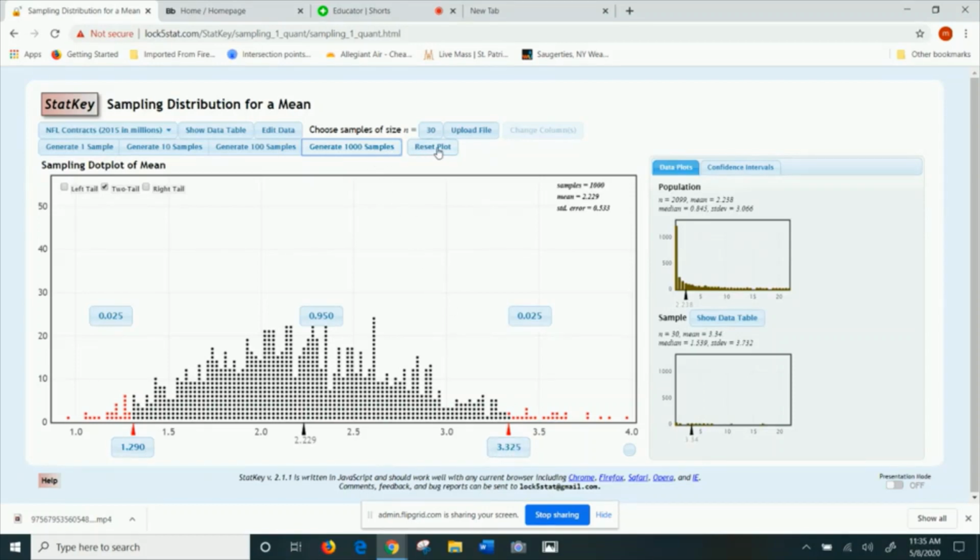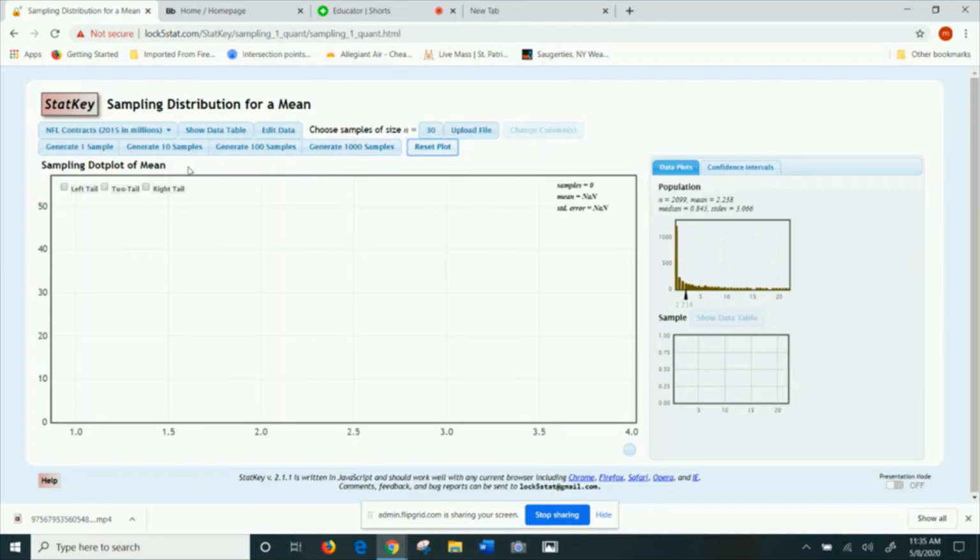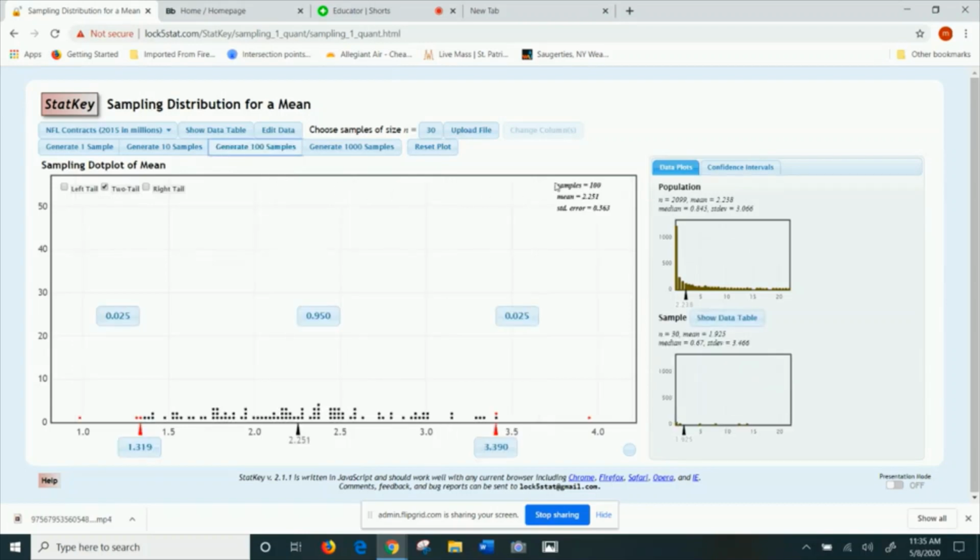And let's suppose I reset this and generate 100 samples. So if I'm generating 100 samples, then 2.5% of 100 is 2.5. So we'd have to cross off 2.5 dots on the right tail and the left tail. But since we can't really cross off half a dot, what was done here is that in the right tail, 2 dots were crossed off, and in the left tail, 3, leaving an estimated confidence interval of 1.319 to 3.390.